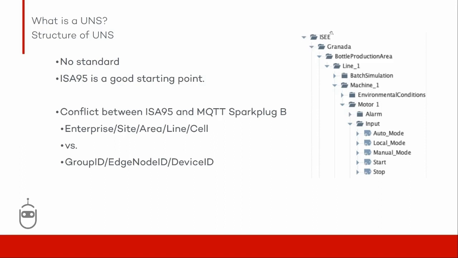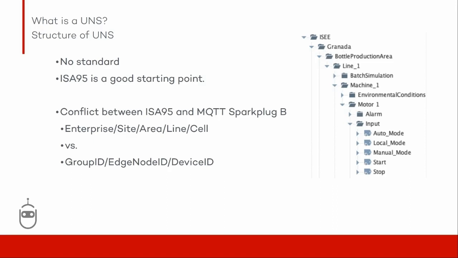In our case here, our enterprise is called ISEE. We have a location or a site called Granada. We have an area called bottle production area. Within that area, we have one line, line one, and then we have machine one here, and then different tags and folders within that machine. So that would be a natural way of structuring your UNS. And then within each of these folders, you could put information. Within the site of Granada, you could have more areas, but you could also have calculations on the OEE for that site. You could have some metadata about that site and so on. So you could add different data into different levels in the hierarchy here.